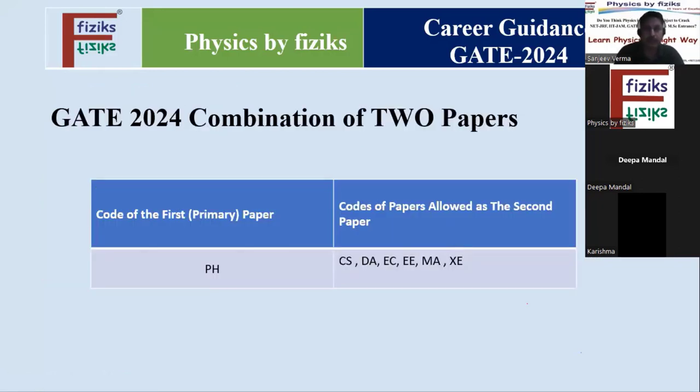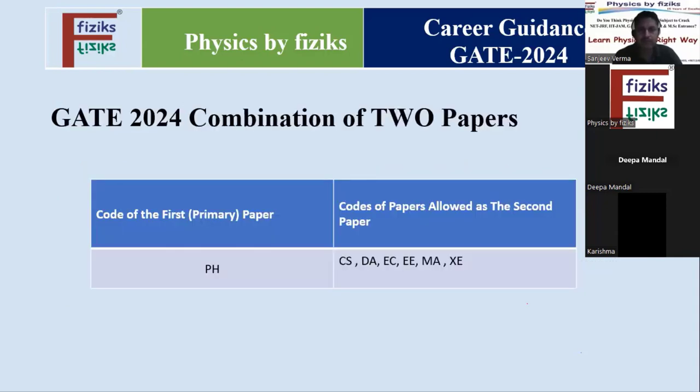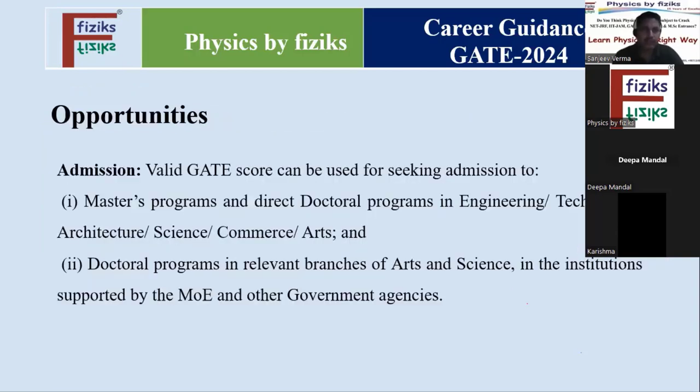Now, as I said, you can apply in a maximum of 2 subjects, and the other papers you can combine with physics are CS, DA, ECE, EM, and XE. Correct? Student: Yes, sir. What proportion of questions are MCQ and what percentage are MSQ? Okay, I will show you the previous question papers. Don't worry, you can get an idea. Fine?